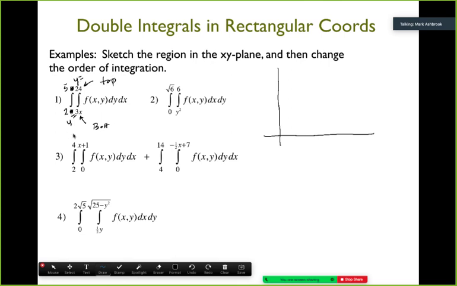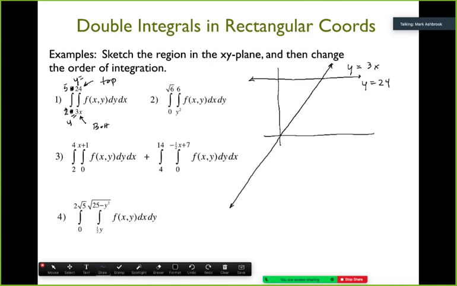So we're going to sketch those. Y equals 3x goes through the origin with a slope of 3. Just draw all of y equals 3x. Y equals 24 is a horizontal line. So we know those are going to form our bottom and our top.